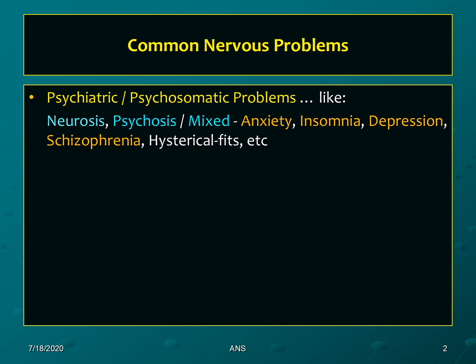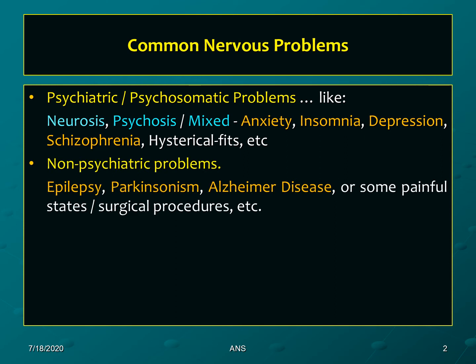For example, anxiety is a neurotic problem, insomnia is a neurotic problem, even depression, but some psychotic element may also be there. In such cases, we have to not only treat the neurotic aspect, but at the same time we also have to address the psychotic aspect of that particular patient. So anyhow, common psychiatric problems may be anxiety, insomnia, depression, schizophrenia, even hysterical fits, etc. These are all psychiatric problems.